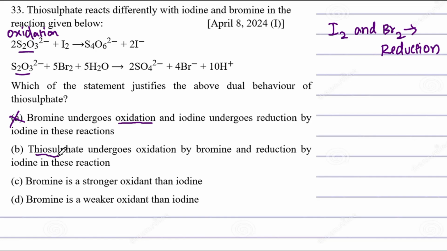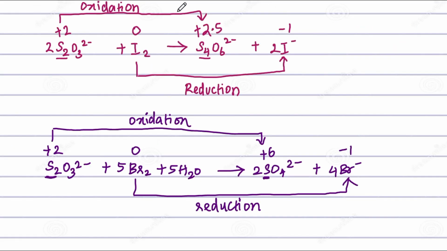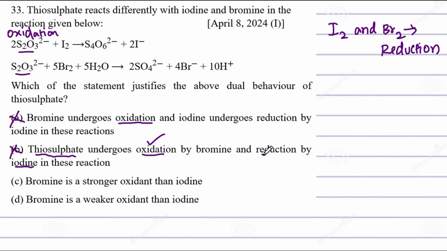Second option, thiosulfate undergoes oxidation by bromine and reduction by iodine. So the second statement is also wrong, because in both the reactions, the reaction with iodine as well as the reaction with bromine, thiosulfate undergoes oxidation only. But here they are telling it undergoes reduction by iodine. So the second statement is also wrong.